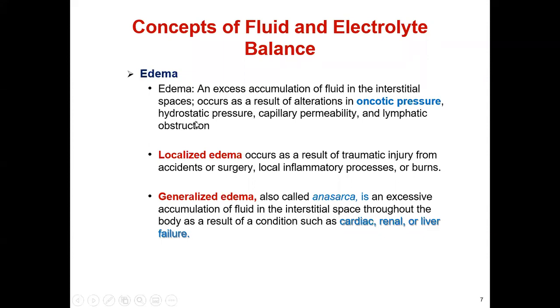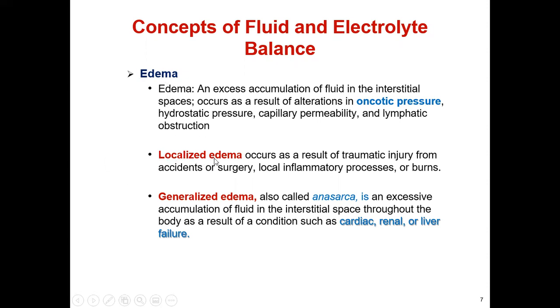Hydrostatic pressure means the pressure because of water. Imagine the kidney has an important role to maintain the equilibrium, right? But if the kidney does not work, fluid accumulates and the patient develops facial edema, capillary permeability changes, or lymphatic obstruction.